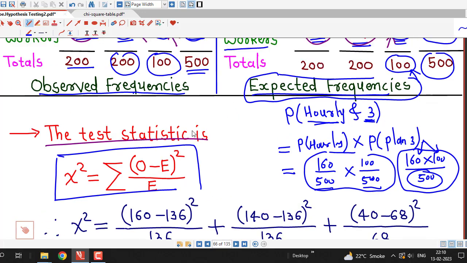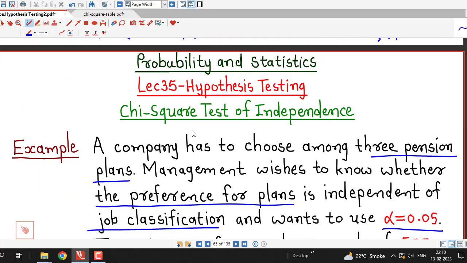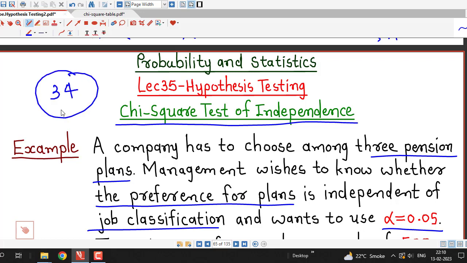So this is the second example on the chi-square test of independence, and in lecture number 34 we have discussed this test and one example also. If you have not seen lecture number 34, I suggest you watch lecture number 34 first and then go for this lecture.